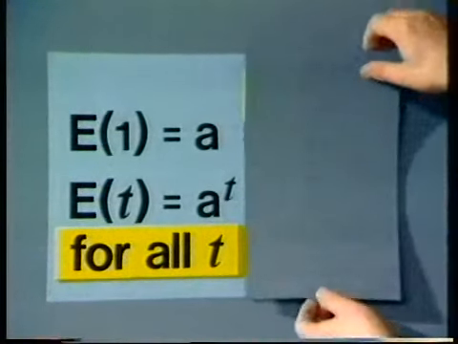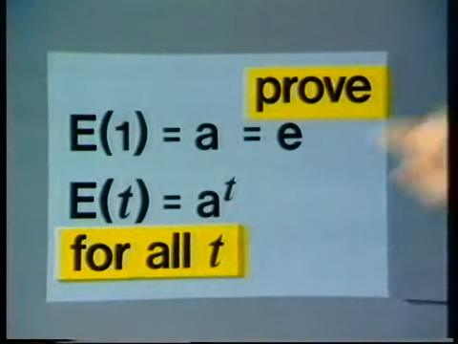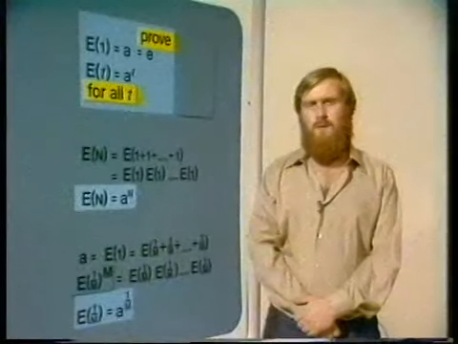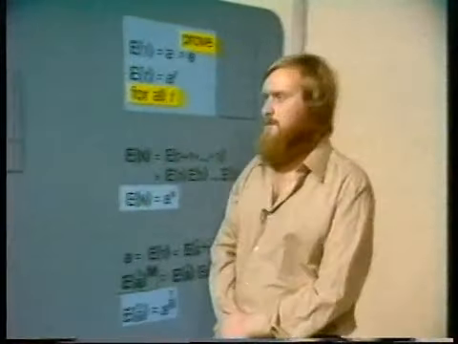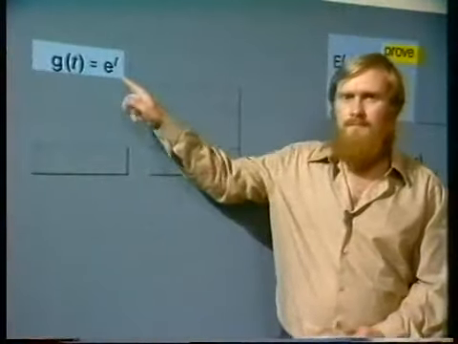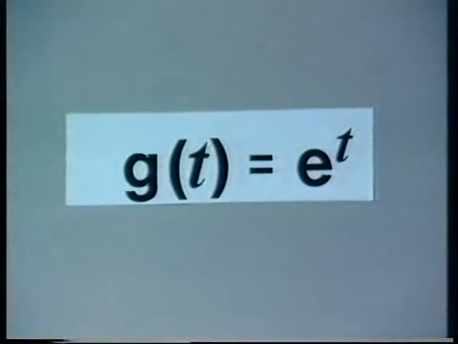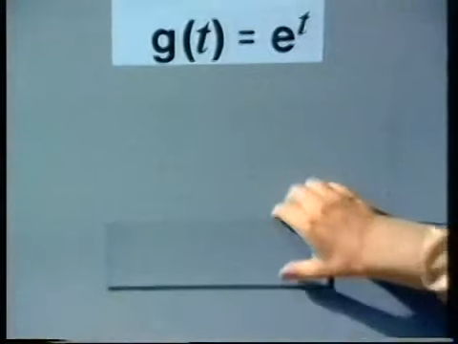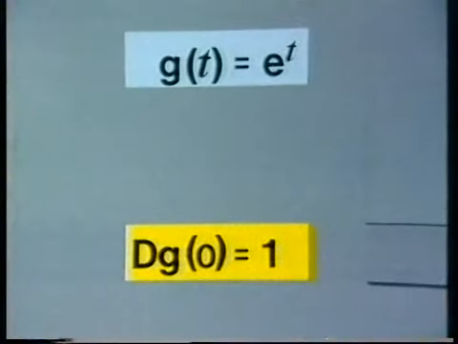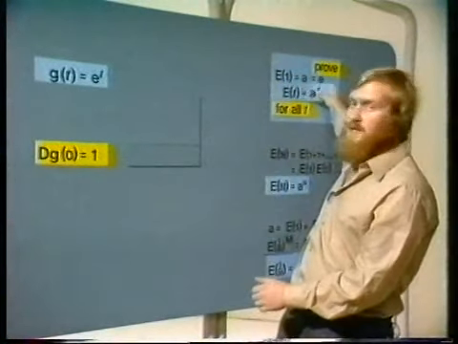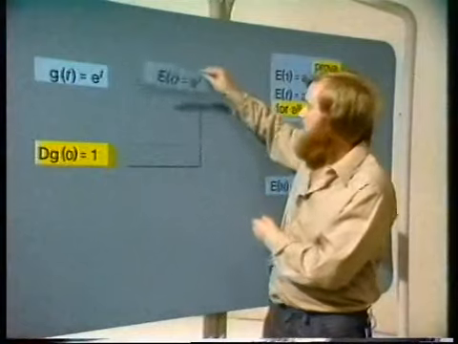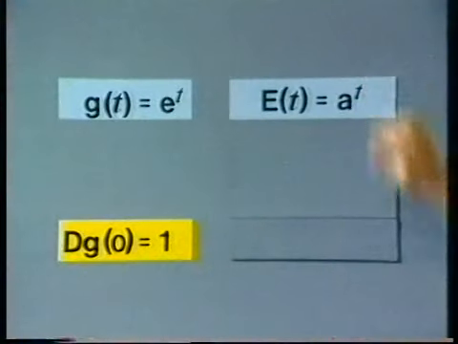Finally, it remains to show that A equals the number e. Well, how did we define the number e in the first place? If we call e to the t g of t, then the way we defined e was to assume that all exponential functions are differentiable at 0, and that e is that number whose exponential function has slope 1 at 0. But we've just proved that capital E is an exponential function, and we know that it's differentiable.